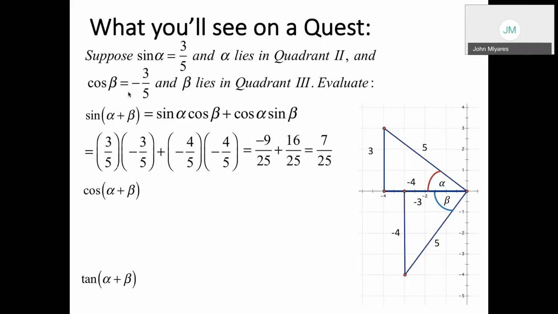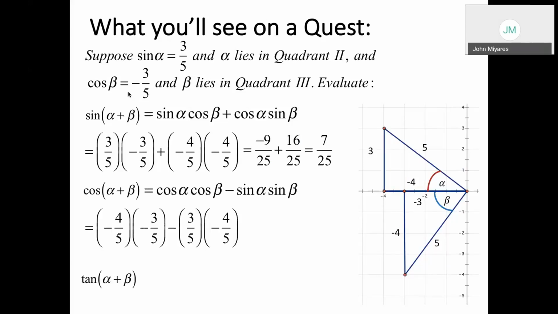For the cosine of alpha plus beta, the identity will turn into the cosine of alpha times the cosine of beta minus the sine of alpha times the sine of beta. Plugging in these values based on reading them from the triangle will give us -4/5 times -3/5 minus 3/5 times -4/5. Simplifying each piece will give us 12/25 minus -12/25, which becomes 24/25.